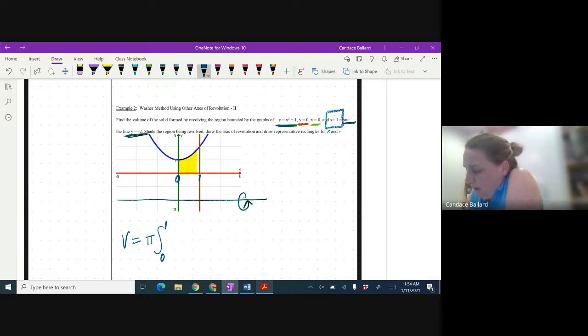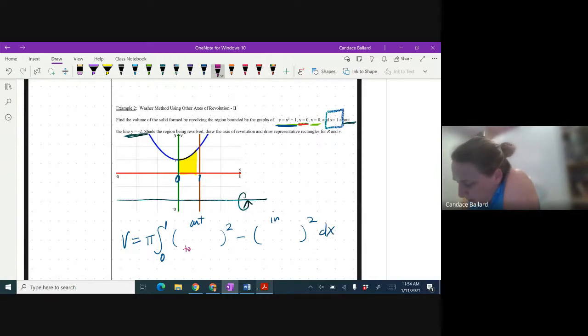Okay, so now here's how we set this up. We know it's a washer, so I know I have to have the outer minus the inner squared. So outer minus inner. But inside of this, I need to do the top minus the bottom and the top minus the bottom. Okay? So inside each one of those.